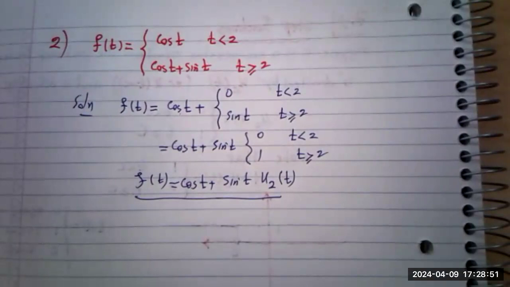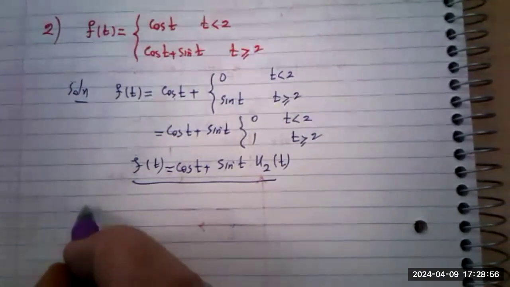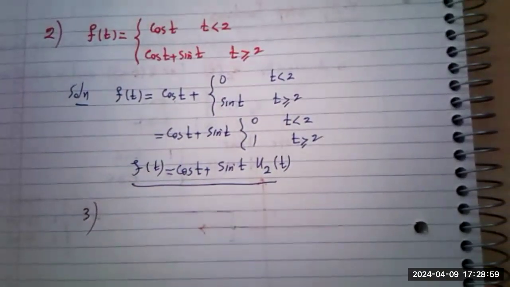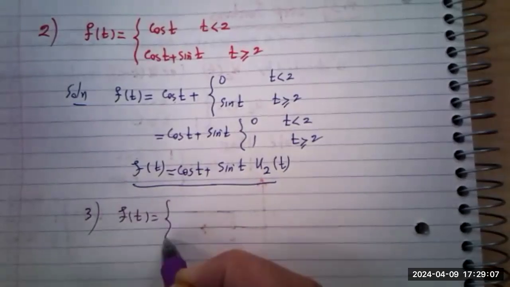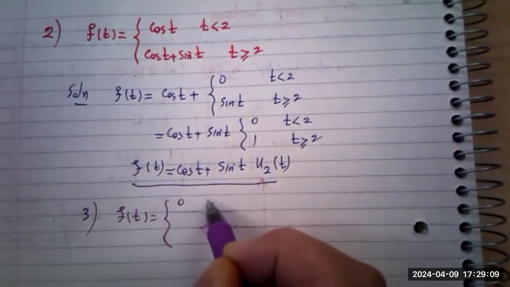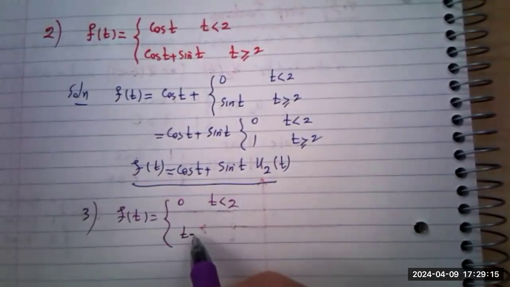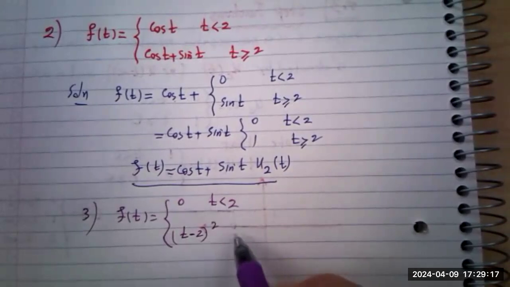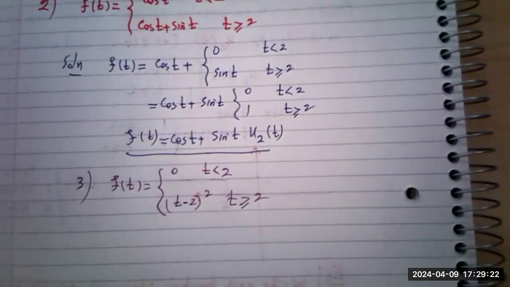This next one is going to be used again. Okay, number 3. Number 3, we use this one quickly. How about this function? f of t is equal to 0 when t is less than 2, and t minus 2 squared when t is greater than or equal to 2. So it's very similar to the one that we have. You can factor out the t minus 2 squared. That will be 1, and then you're done.